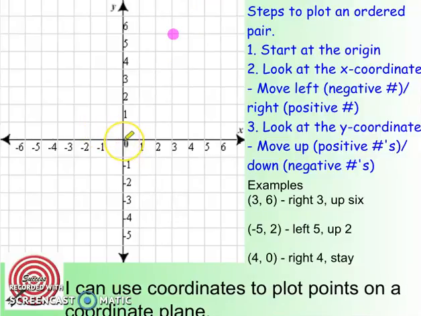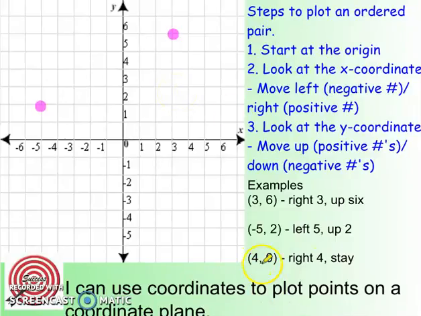(-5, 2). Start at the origin and move left 5, because notice on the x-axis we have to go to the left to get to the negatives. So we count 5. 1, 2, 3, 4, 5. And then we have a +2. And that means we have to go up again, +2. And then I put a dot.